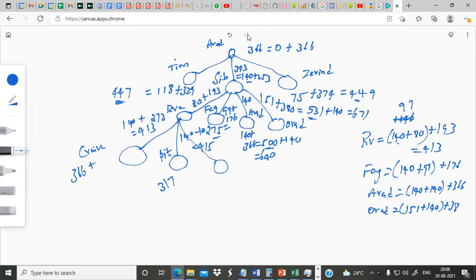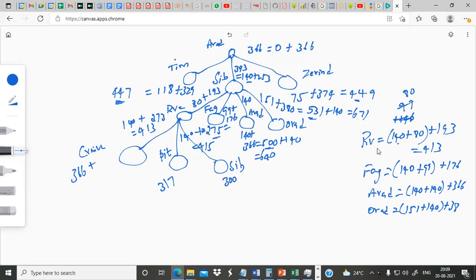Okay, so there is another path. From RV, you can reach CBU. So what's the cost of reaching CBU? It is 80. So it is 140 plus 80 plus 80, basically 140 plus 160, so I guess it is 300, right?